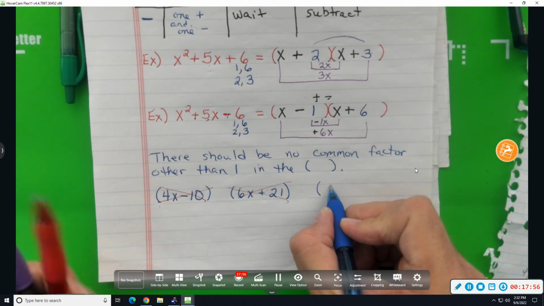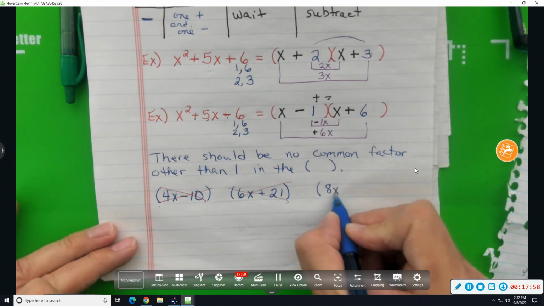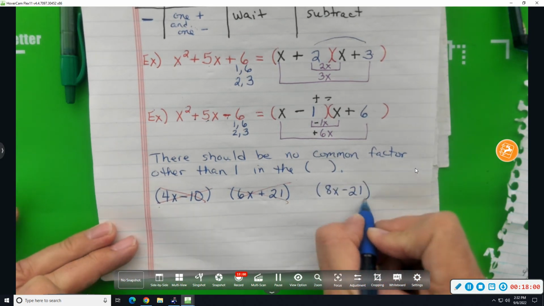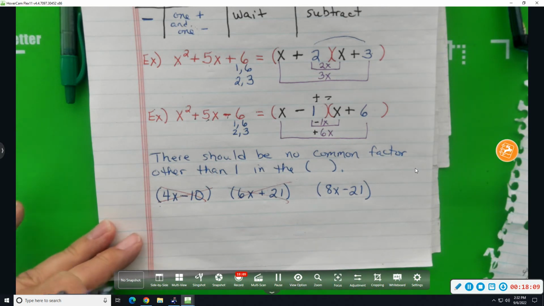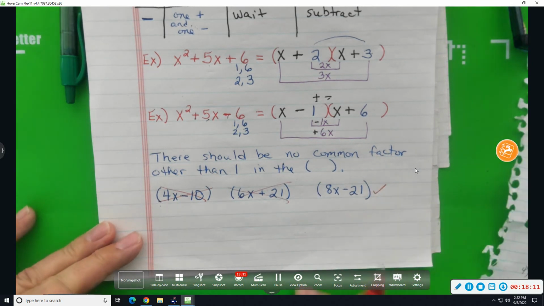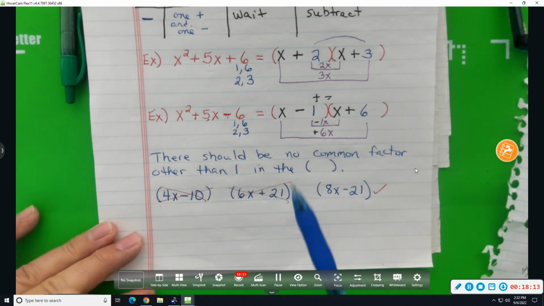So what if I had this? 8x minus 21. Is there a number other than 1 that divides into these? 1 is the only thing that divides into them. So that one would be okay. You might have that as an answer. Part of it. Part of an answer.